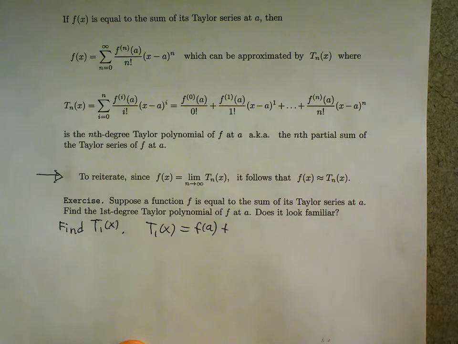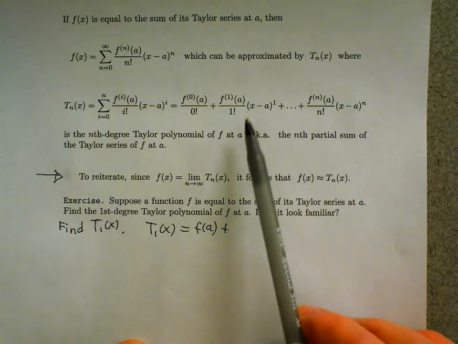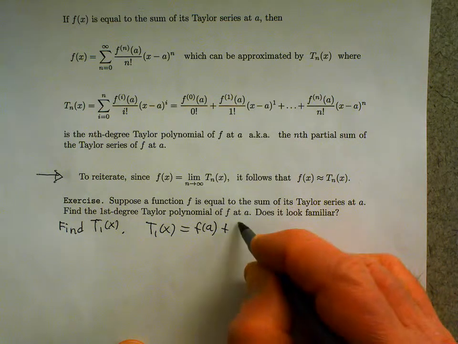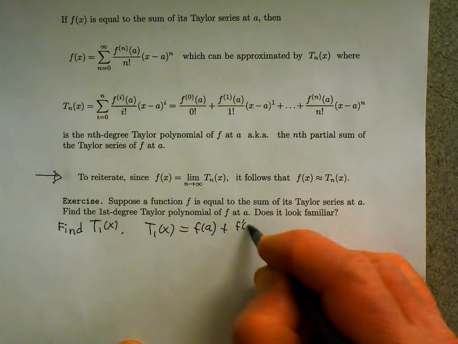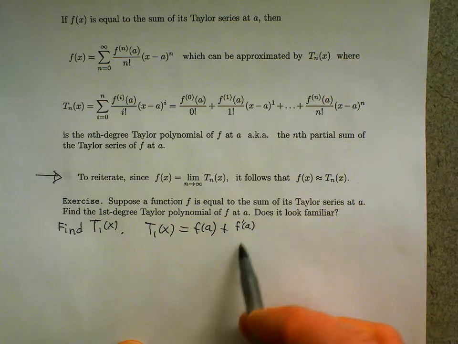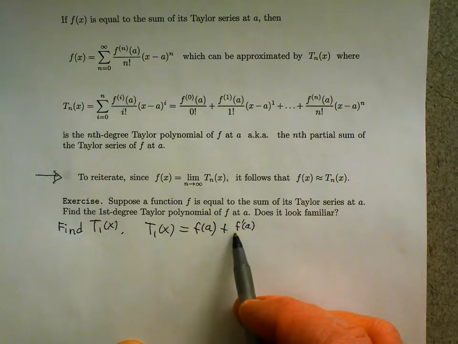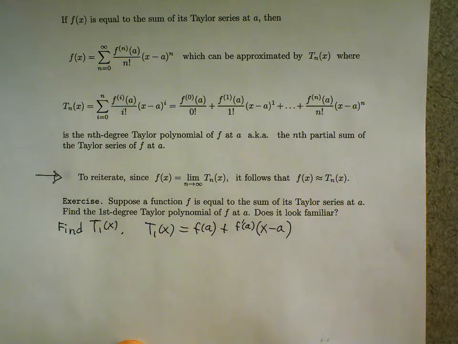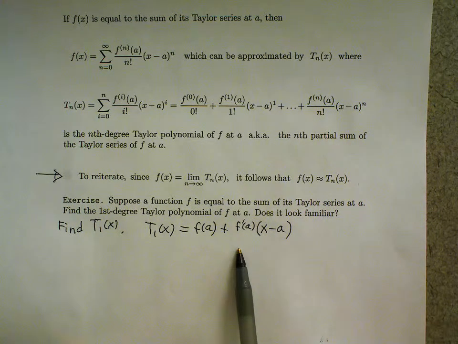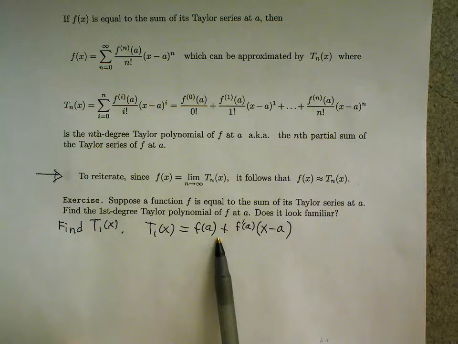And then we add that to the second term, which is the first derivative evaluated at a. I'll just write f prime of a divided by 1 factorial, so I won't bother to write it. So it's just f prime of a multiplied by the binomial x minus a. Okay, that's the answer. That's the first degree Taylor polynomial of f at a. So what is that equation?